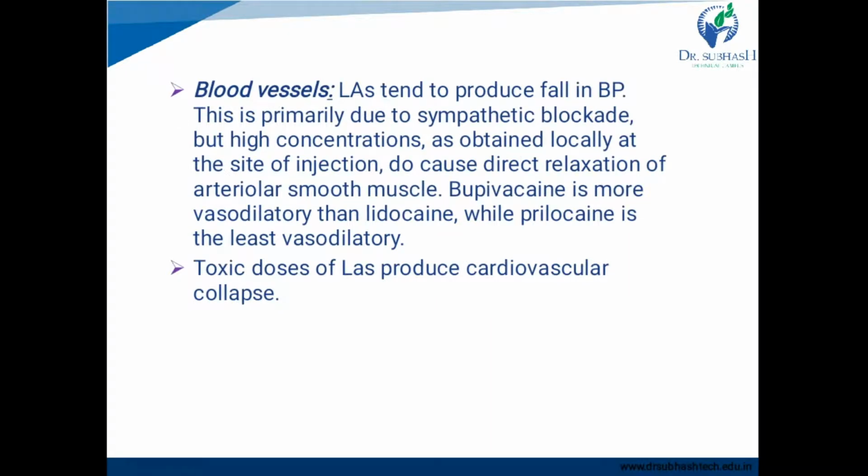Now on blood vessels, local anesthetic agents tend to produce fall in BP, right? This is primarily due to sympathetic blockage, but at high concentration as obtained locally at the site of injection they do cause direct relaxation of arterial smooth muscle. Okay, so because of vasodilation, local anesthetic agents decrease blood pressure. Bupivacaine is more vasodilatory than lidocaine, while prilocaine is the least vasodilatory agent. Toxic doses of local anesthetic agents produce cardiovascular collapse.